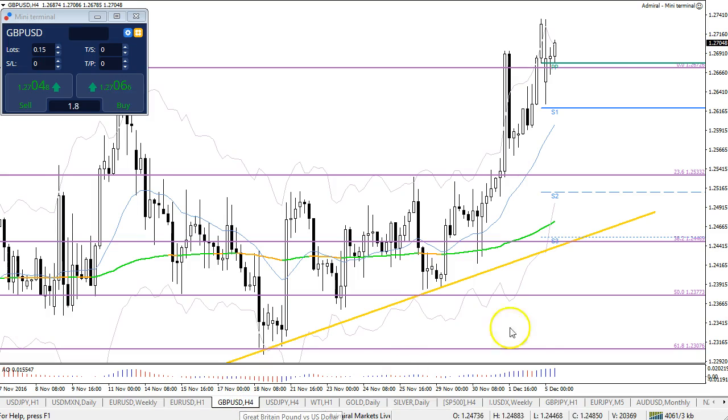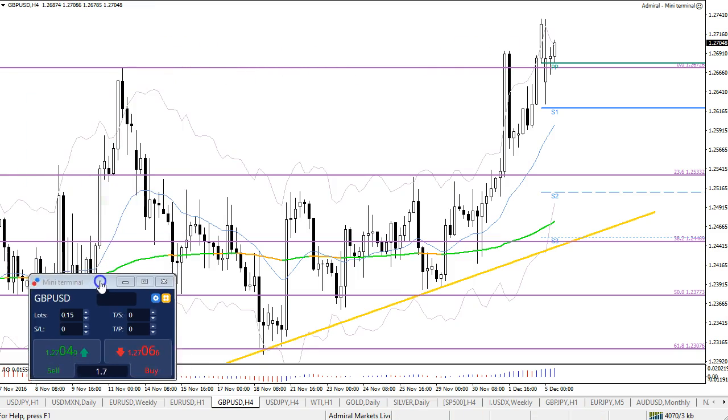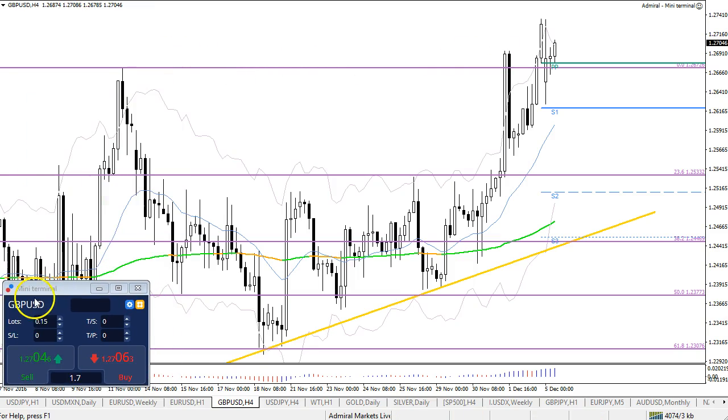Pound USD is bullish in my opinion too, looking at the fact that price broke above the top in here. Let me show you a bit better. Let me pull down this mini terminal, which is part of the MetaTrader 4 Supreme Edition.